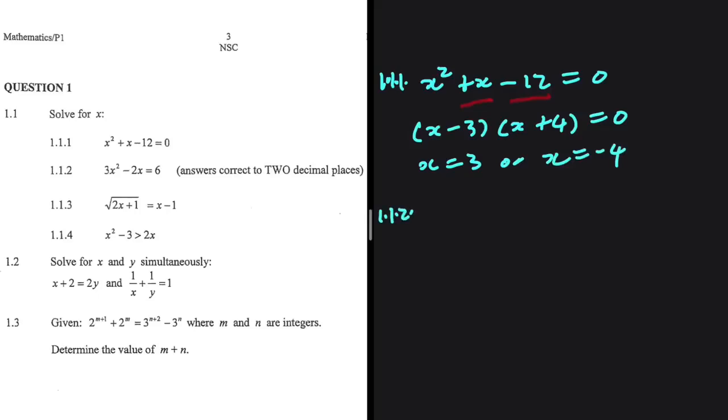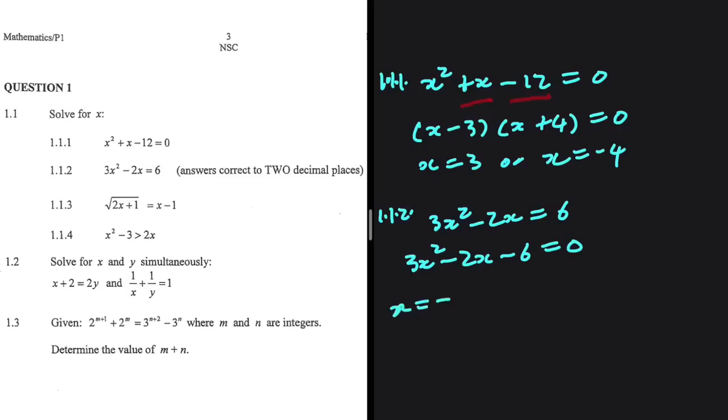1.1.2. We're supposed to solve for x correct to 2 decimal places. We know that we are going to use the quadratic formula. We have 3x squared minus 2x being equal to 6. So 3x squared minus 2x minus 6 should be equal to 0. We just write the equation in our standard format.